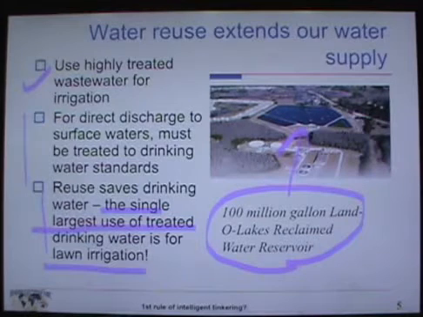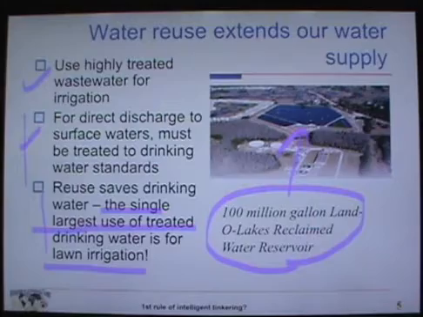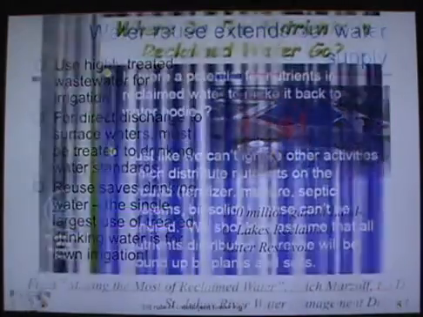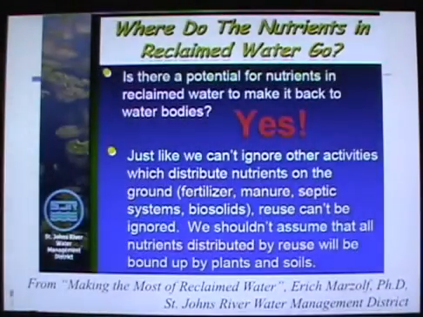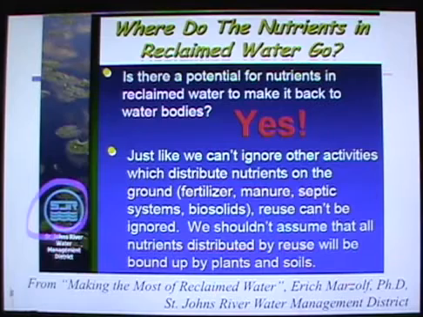So if we're to directly discharge this water to surface waters, we have to treat it to drinking water standards. So why directly discharge it? Why not use it for irrigation? There's a problem, and this is from the St. Johns River Water Management District. A friend of mine worked there for many years, Dr. Marzoff. So when you have reclaimed water, where do the nutrients go?